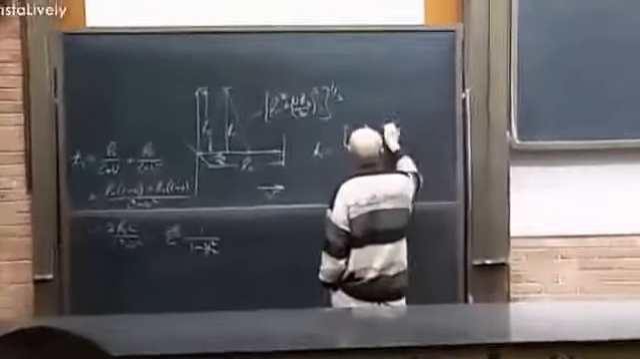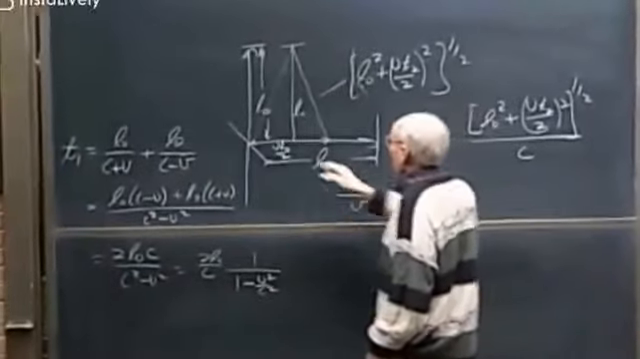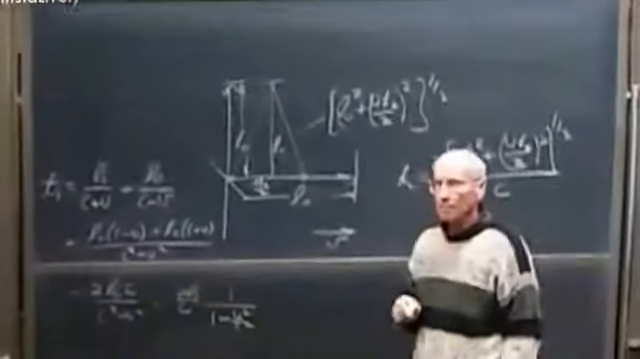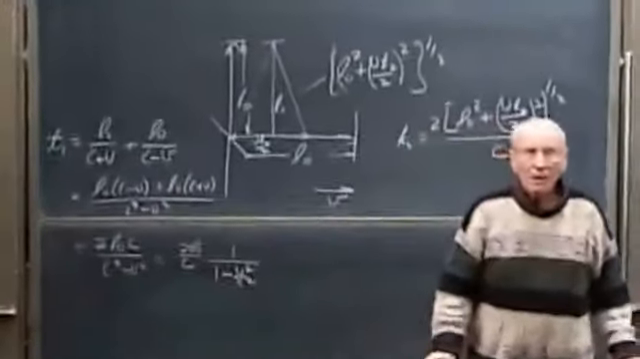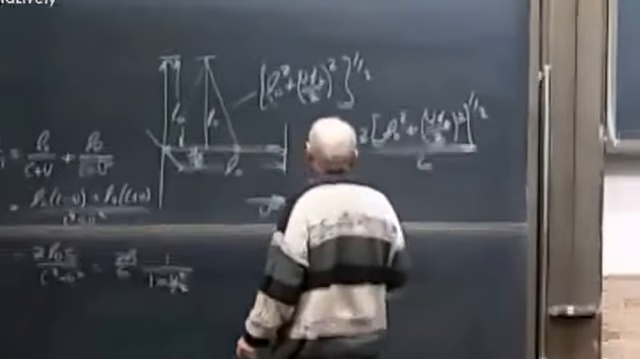C2 over 2 squared to 1/2 divided by C. But that got you up here. Now you have to come down, so you have twice that. So that'll be the time required to make that trip.